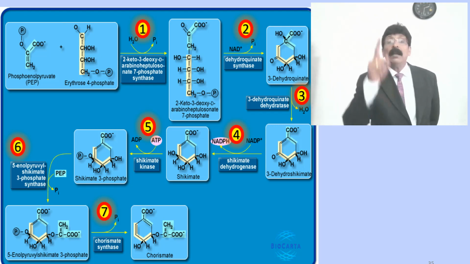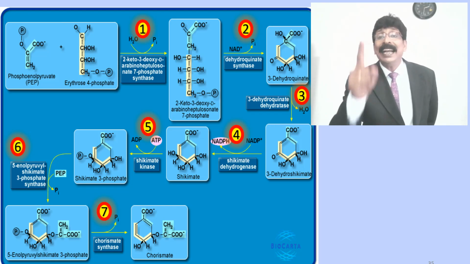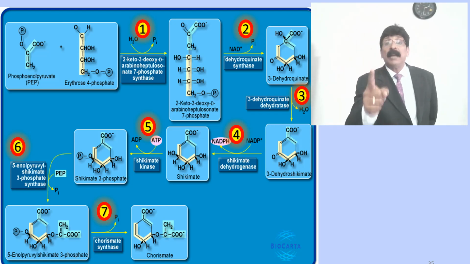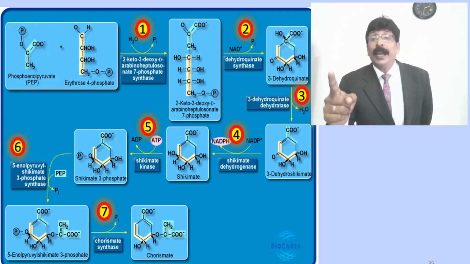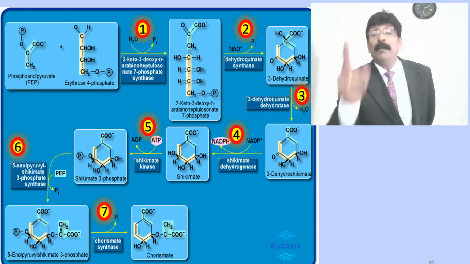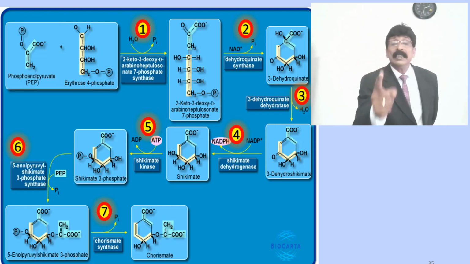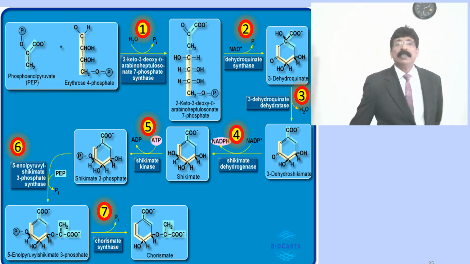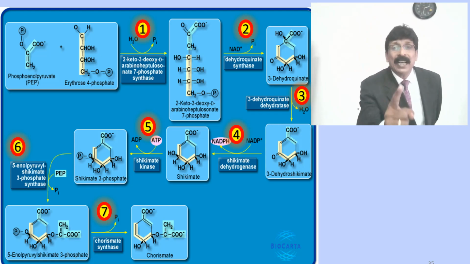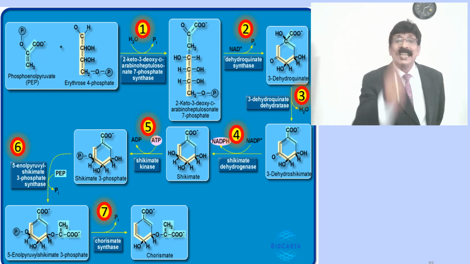And then this 7-carbon compound is converted to 3-dehydroquinate by means of the enzyme dehydroquinate synthetase, that is the second enzyme. And 3-dehydroquinate is converted into 3-dehydroshikimate by the third enzyme, 3-dehydroquinate dehydratase. And then the fourth enzyme, shikimate dehydrogenase, converts the 3-dehydroshikimate to shikimate or shikimic acid. This shikimate is converted into shikimate 3-phosphate by means of shikimate kinase.